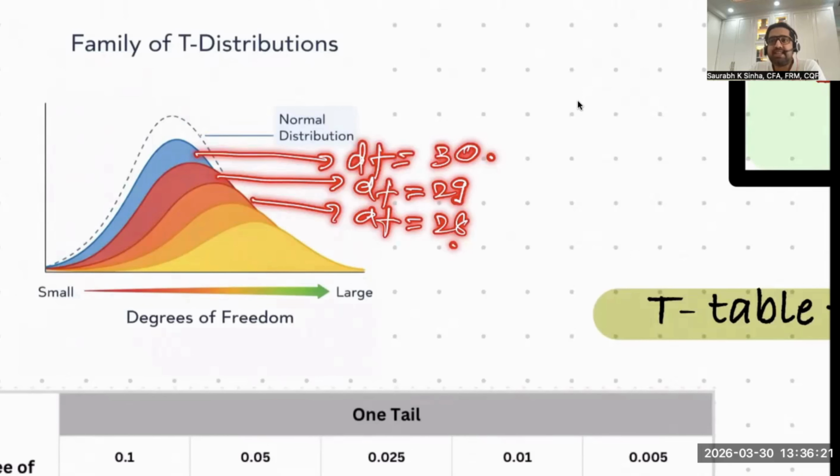What is degree of freedom? Sample size minus 1. That is the degree of freedom. So if the sample size is decreasing, the uncertainty is increasing, and that's why you're falling back to a bad distribution.